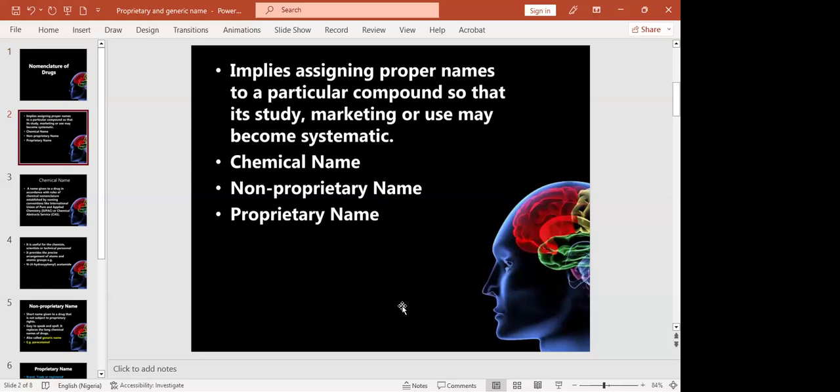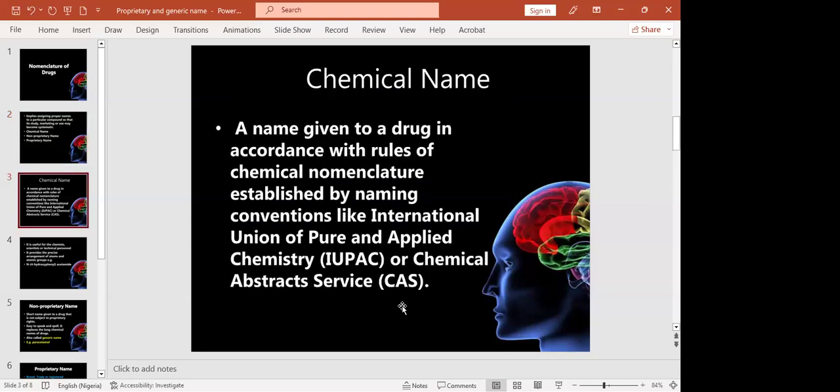So nomenclature implies assigning proper names to a particular compound so that the study of such a compound, the marketing of such a compound, or the use of such a compound may be systematic. So the nomenclature of drugs would be divided into three: there is the chemical name, there is the non-proprietary name, and there is the proprietary name.